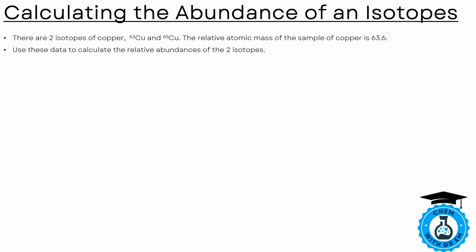So what does it tell us in the question? Well, it tells us there are two isotopes of copper, copper 63 and copper 65, and it tells us that the average relative atomic mass of the sample is 63.6. It wants us to use this information to calculate the relative abundances of those two isotopes. So what we have to do is use algebra, and we have to say, first of all, let the abundance of one of them, I'm going to go for the smaller one, copper 63, be the value y.